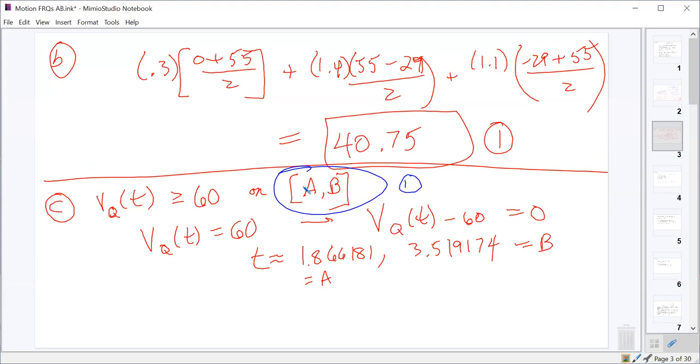Any questions there on the first part of part C? So when you're trying to find the interval, do you look at the graph or do you plug it into the original equation? I would just look at the graph if it were me. But you can plug it in and show the values if you want, but I would just look at the graph.